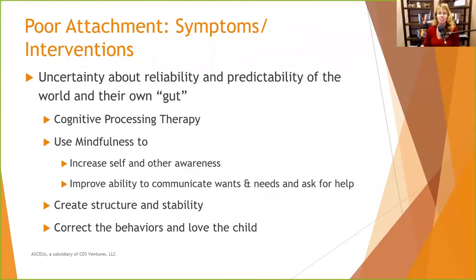Symptoms and interventions: uncertainty about the reliability and predictability of the world and their own gut. So back to CPT again. I know you get tired of hearing this, but it is so useful. Using the challenging questions worksheet, and you can Google cognitive processing therapy challenging questions worksheet.